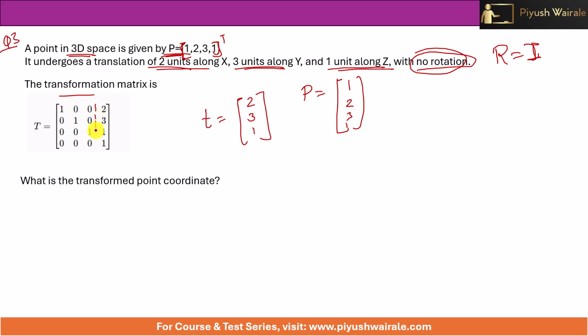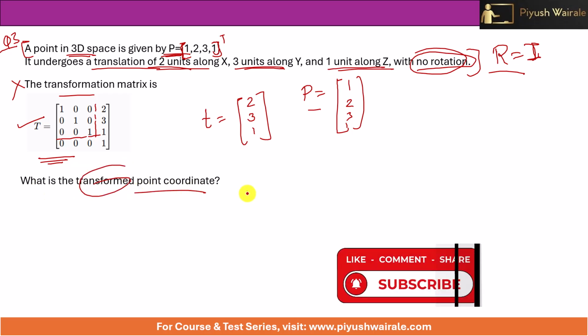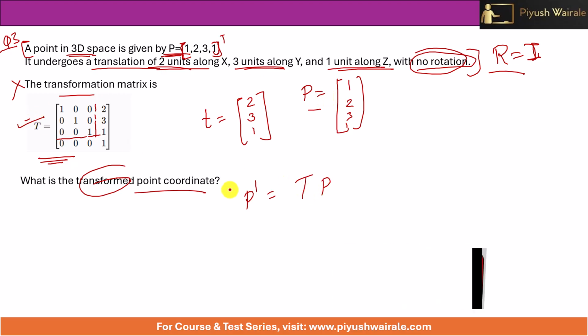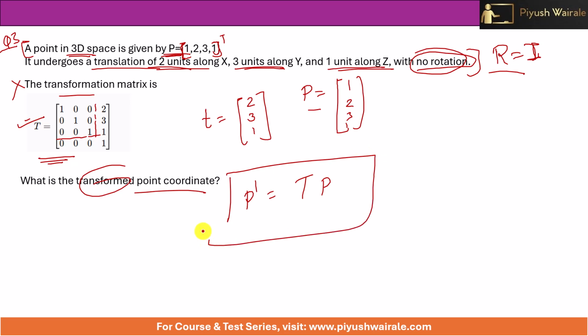I have already given the transformation matrix, but in the GATE exam they will not give this matrix. They will just give this particular sentence and you have to form the matrix here. You should know that R is equal to I, what this sentence means, and you should be able to frame the transformation matrix. We have the transformation matrix and the point P, and we have to find the transformed point coordinates. Simple: P dash will be equal to T into P. T we have, the point we have, we just need to do a calculation to find the value of P dash. Again, a homework question for you.